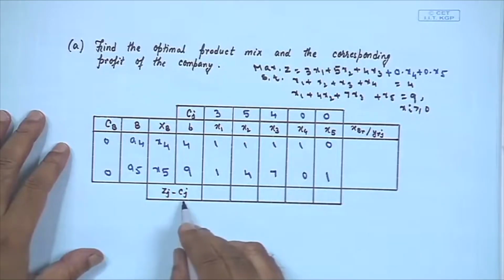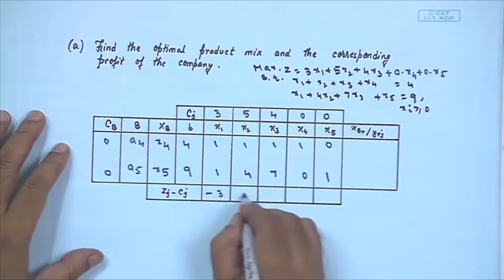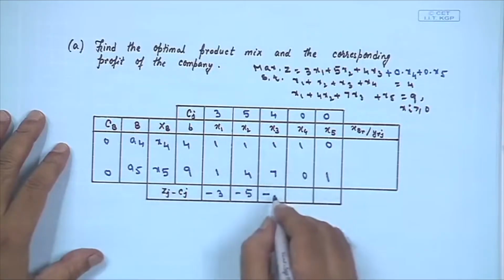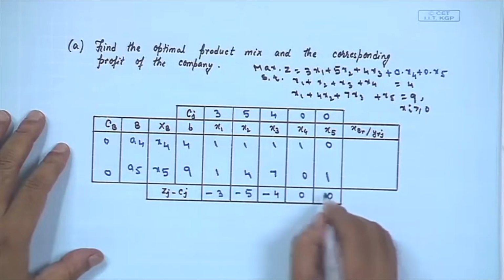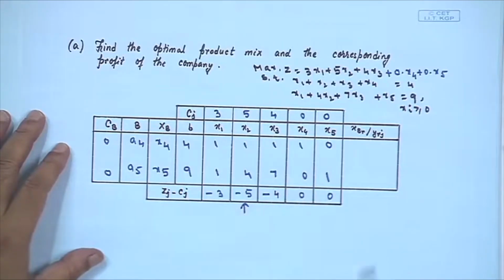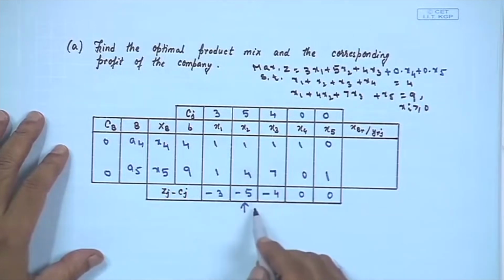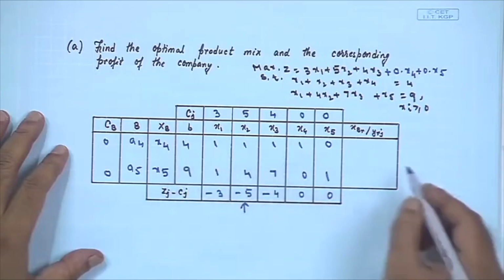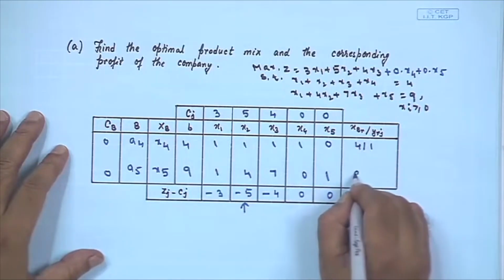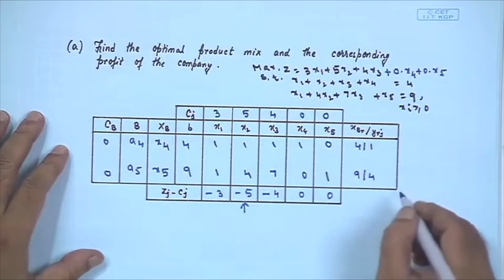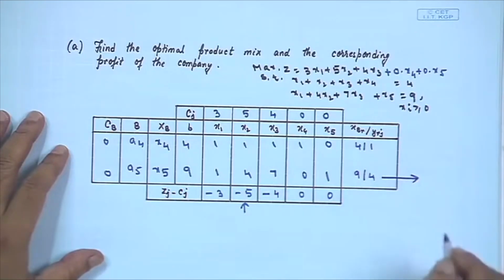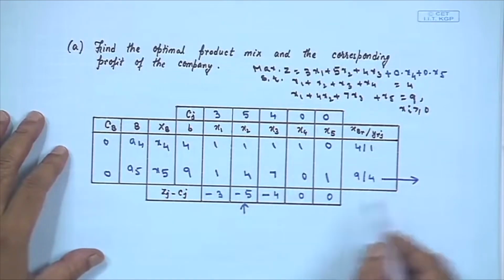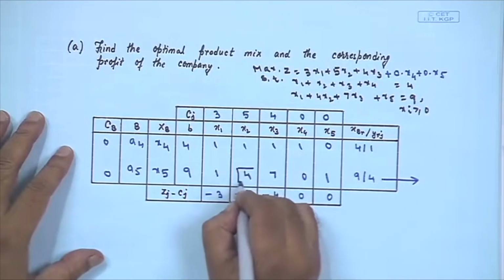So, you calculate zj minus cj. Zj minus cj will be minus 3, minus 5, minus 4, 0, 0. So, the most negative is this one. Therefore, your entering vector will be x 2. We have to calculate the ratio: this is 4 by 1, this is 9 by 4. So, your outgoing vector is x 5. Your entering vector is x 2, outgoing vector is x 5 and your pivot element is 4.